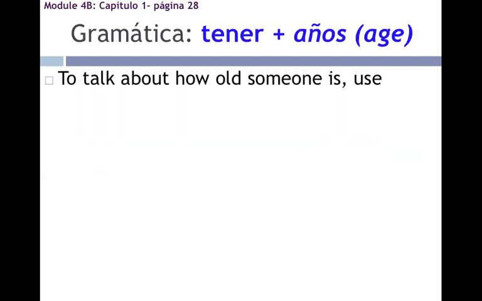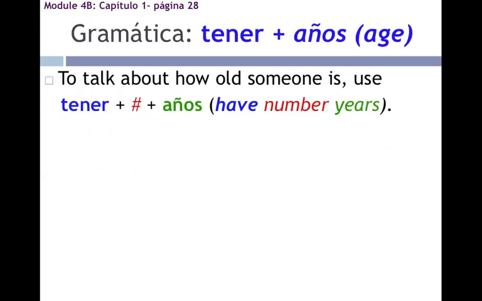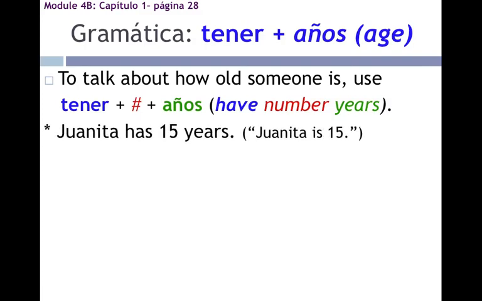Now let's talk about tener plus años, to give age. To talk about how old someone is, you use tener plus the number plus the word años. So a person has a certain number of years. Por ejemplo, Juanita has 15 years. We would say Juanita is 15. But if you said that in Spanish, Juanita es 15, you would have just turned Juanita into the number 15.